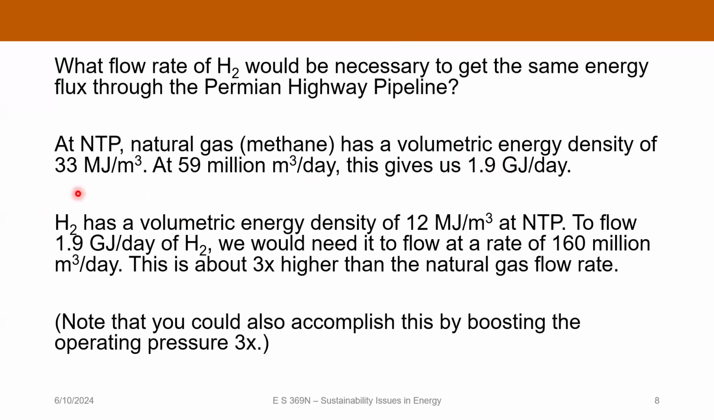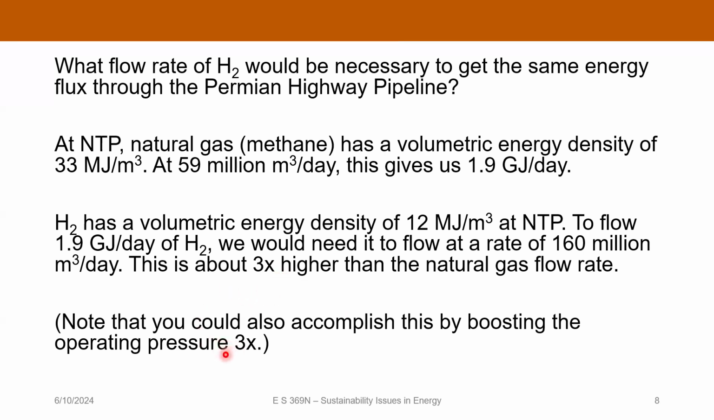Now, because hydrogen has a lower volumetric energy density at normal temperature and pressure, to get that 1.9 gigajoules per day, we would have to increase the flow rate to 160 million cubic meters per day. So it's about 3 times higher than the natural gas flow rate. And that should be fairly obvious because there's roughly a 3x difference in the volumetric energy densities. So you'd have to go back and redesign the compressors and the size of the pipeline and everything to be able to handle that higher flow rate.